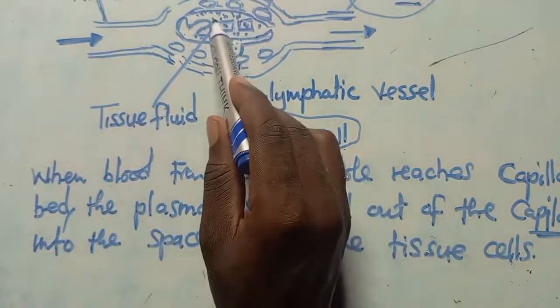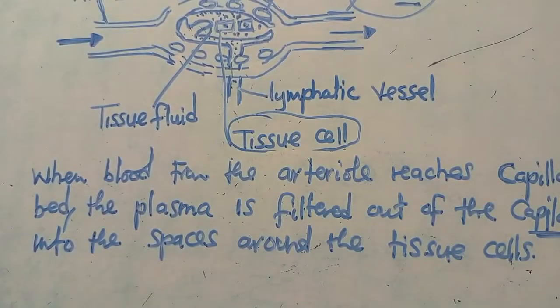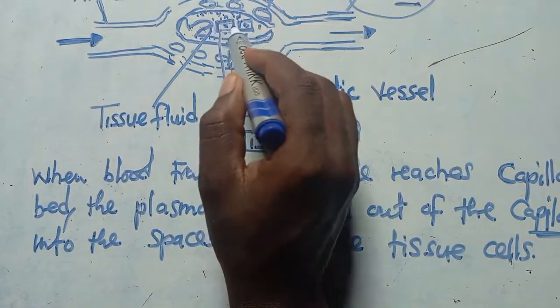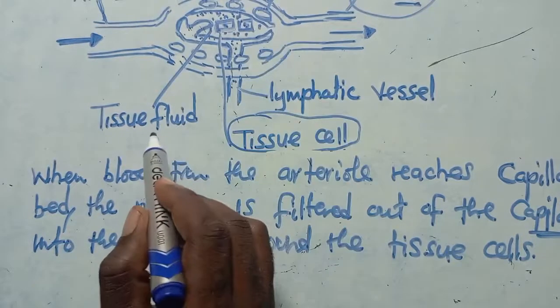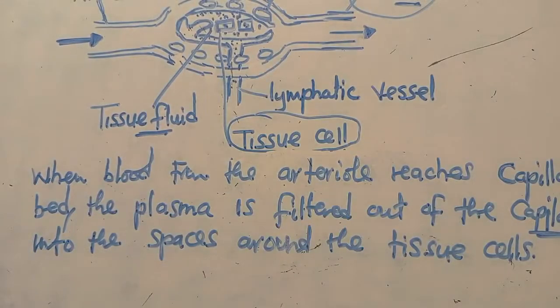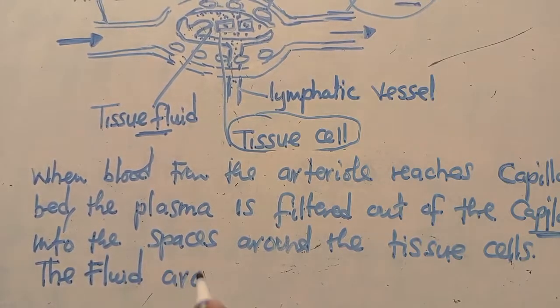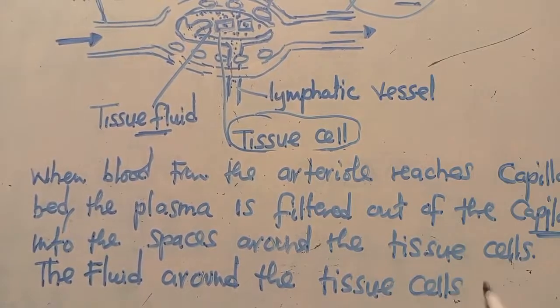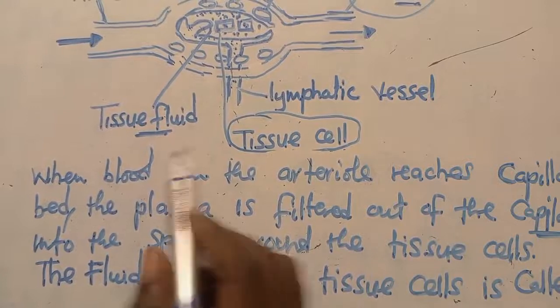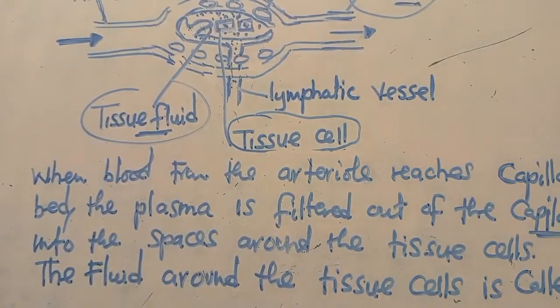Here, these are the tissue cells. Around the tissue cells, you discover that the fluid around the tissue cells is what we are calling the tissue fluid. These are cells, so the fluid around the cells is what we call the tissue fluid. And the tissue fluid has got a lot of function. I've told you that the fluid around the tissue cells is called tissue fluid.